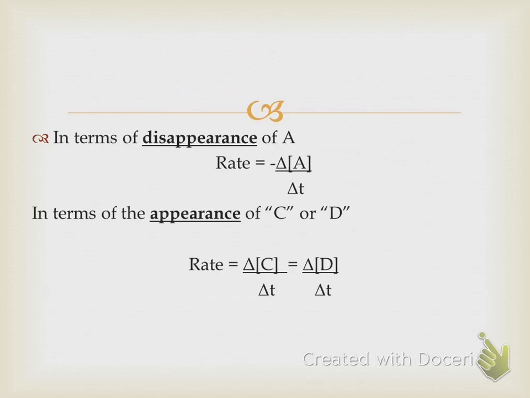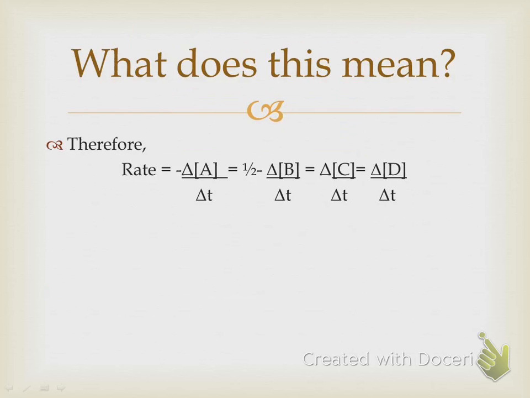So, in terms of our overall picture, if we are writing the rate in terms of the disappearance of A, we would write rate equals the negative change in concentration of A divided by the change in time. If we wanted to change this and now write our rate in terms of the appearance of our products, we could say rate equals the change in concentration of C or D divided by, again, the time that it takes for the reaction to actually occur. Using our general equation, we now can understand how the rate works for the entire reaction.